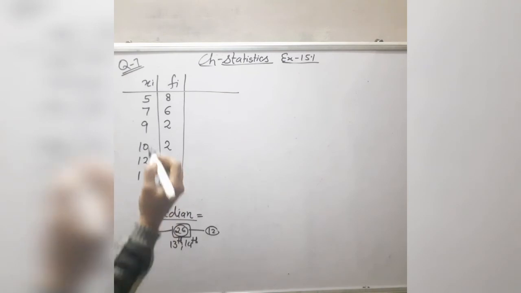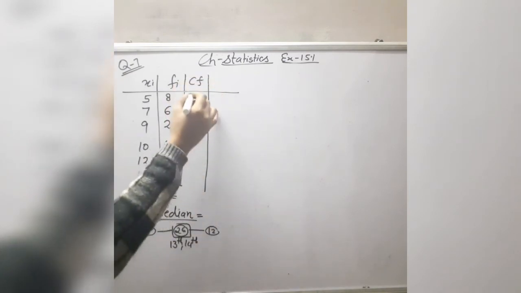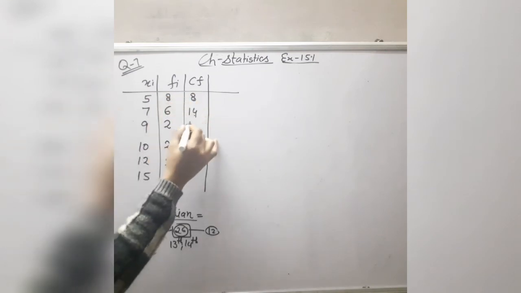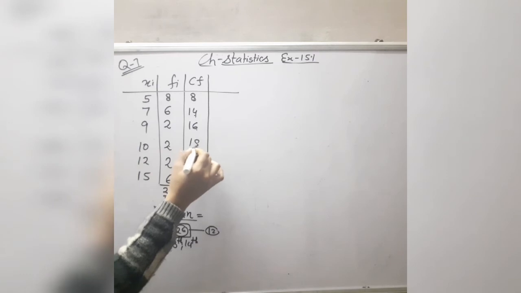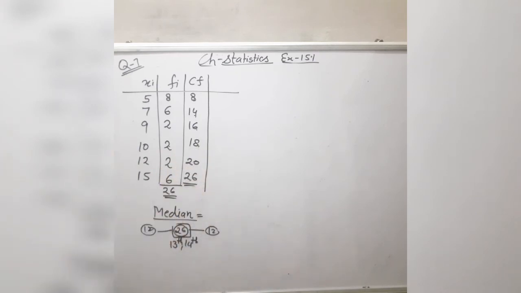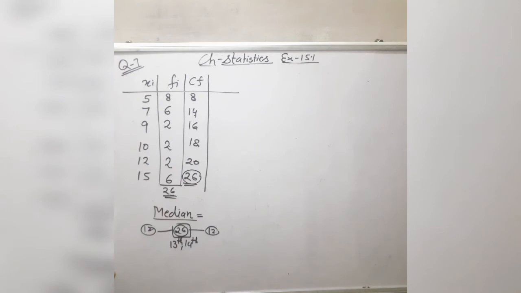Now what is the value of the 13th term? So how will you calculate the 13th term? Firstly find the cumulative frequency, CF. 8 as it is, 8 plus 6 is 14, 14 plus 2 is 16, 16 plus 2 is 18, 18 plus 2 is 20, and 20 plus 6 is 26. You can check that the last term of the cumulative frequency should match this sum, 26.